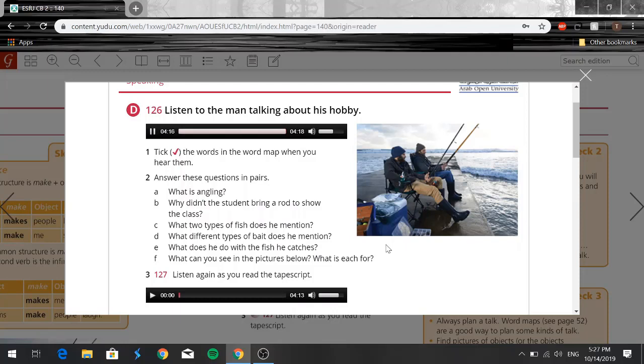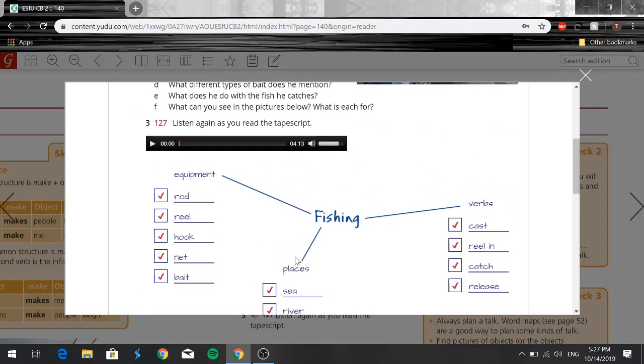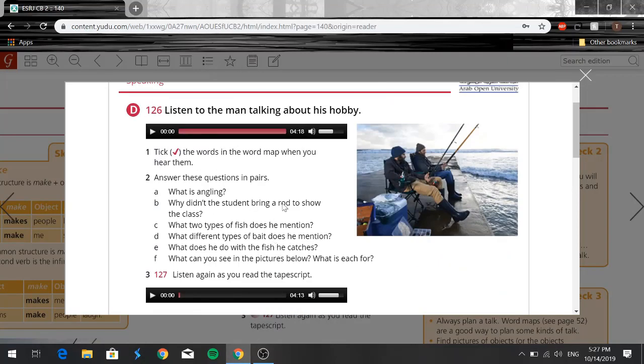Alright, so that was a really interesting audio. So we got all of the words here. I'm pretty sure you guys heard all of them. So now let's go to the questions here. So what is angling, you guys? Well, based on the audio, it's another word for fishing, or fishing as a leisure activity, right? So what is angling? Angling is another word for fishing, basically.